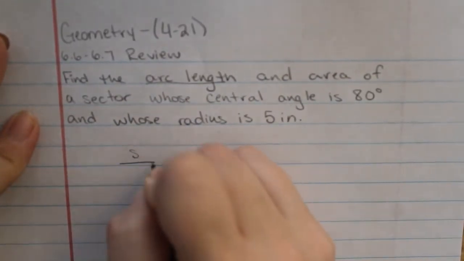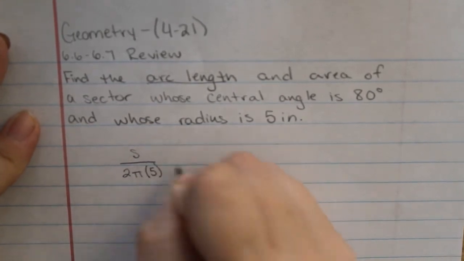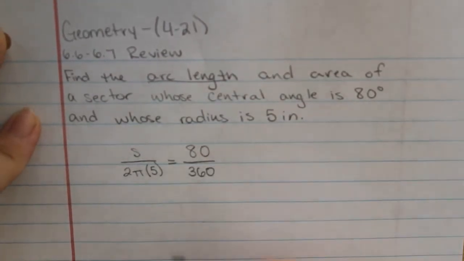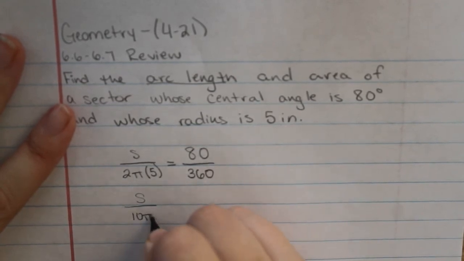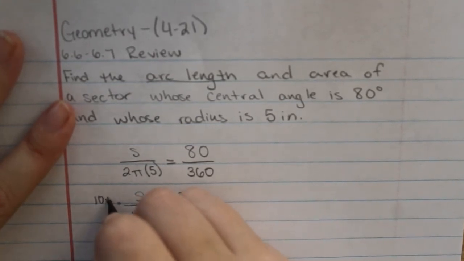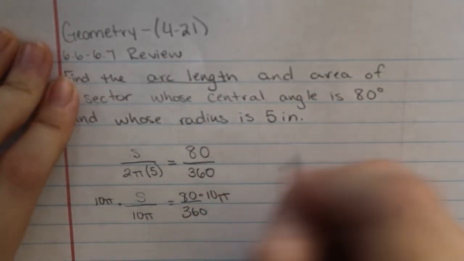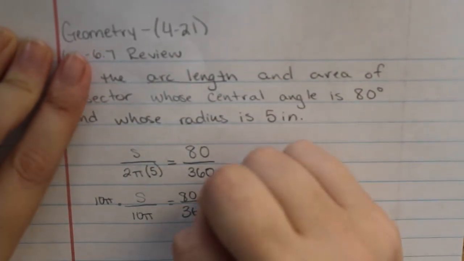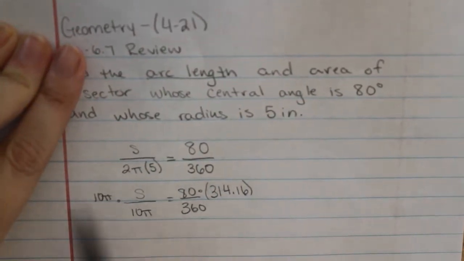So my arc length is equal to my circumference, which is 2 pi times 5, and that's gonna be equal to my central angle over 360. So here I have my arc length over 10 pi equals 80 over 360. I'm going to multiply both sides by 10 pi. And I know I'm going to just write that because it looks better over here. I'm going to just write that as 314.16 just because that's what 10 pi is.